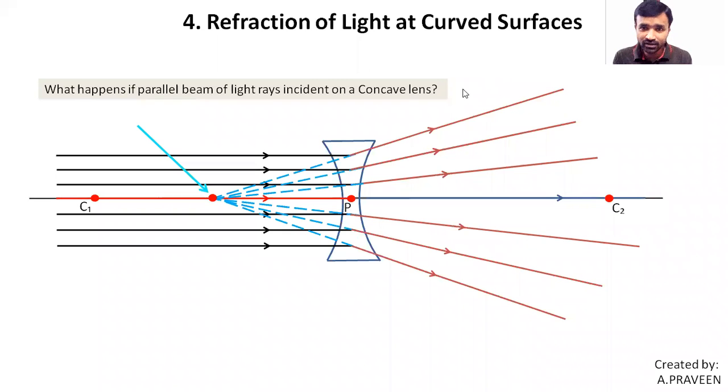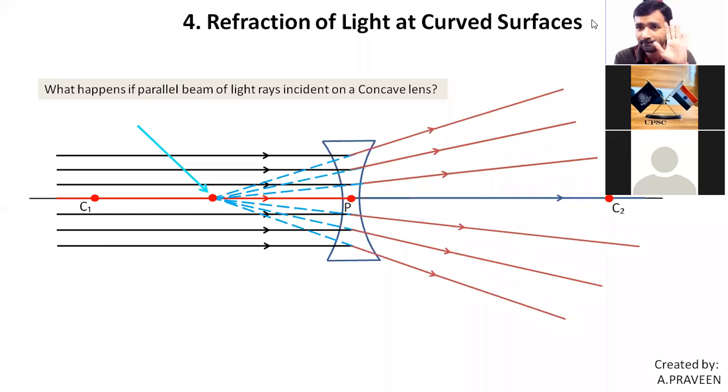Diverging point. All the light rays appear to diverge from a point. So this is the reason to say that a concave lens is a diverging lens. Are you clear with this point? Because after refraction, all the light rays appear to separate from a common point. That common point is called the diverging point. So this is the reason why I am calling this concave lens a diverging lens.